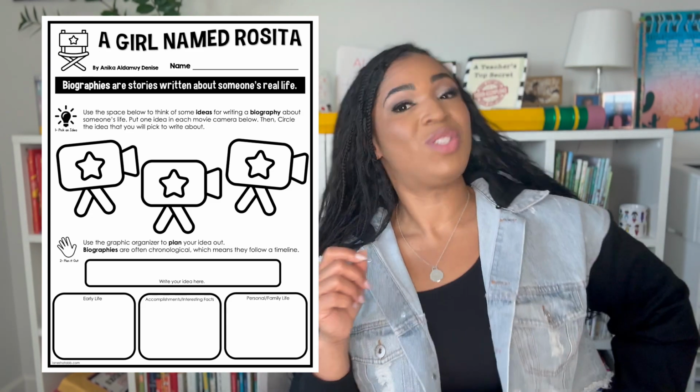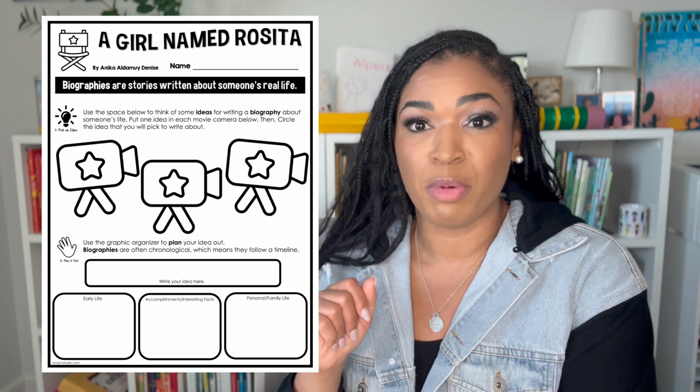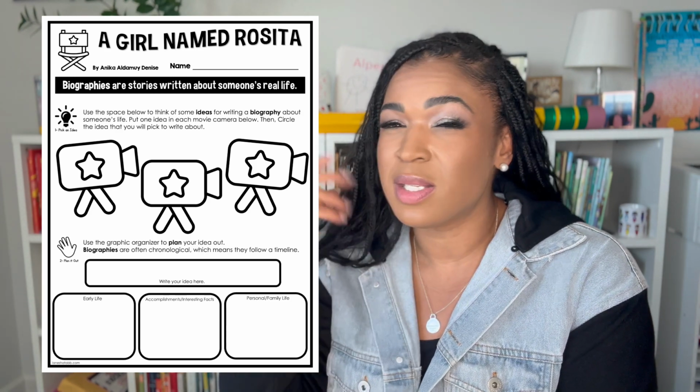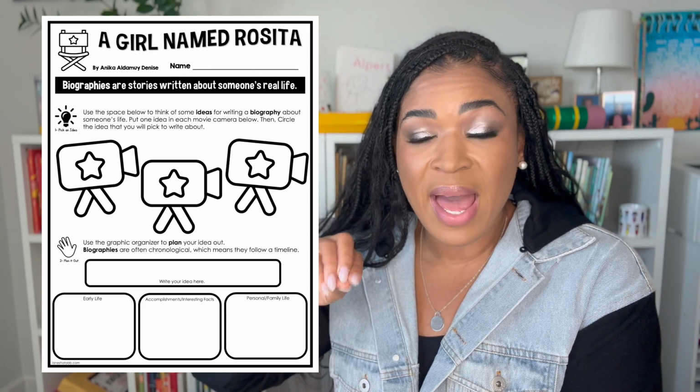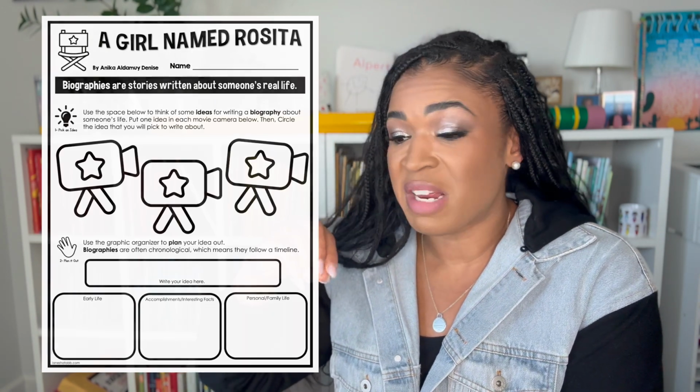Second step, plan it out. Well, since it's a narrative story, our plan is going to be pretty easy. Beginning, middle, end, or since it's a biography, we can do an opening and then we can talk about her early life, accomplishments, interesting facts, and then maybe some personal family, and then they can close it out. Once they have first things first, pick an idea. Second step, plan it out.